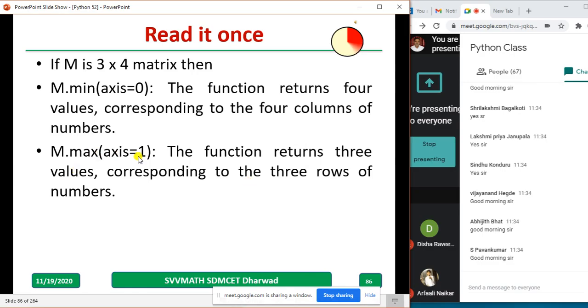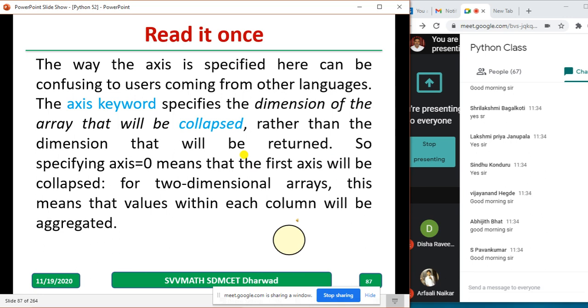m dot max, with axis equal to 1, the function returns 3 values corresponding to the 3 rows of the numbers. Let me go to the next slide. This also I told, just read it once. The way the axis is specified here can be confusing to users coming from other languages. What you have to remember here, the axis keyword specifies the dimension of the array that will be collapsed rather than the dimension that will be returned.